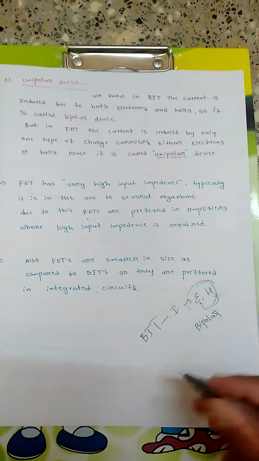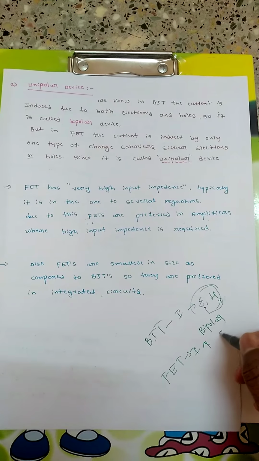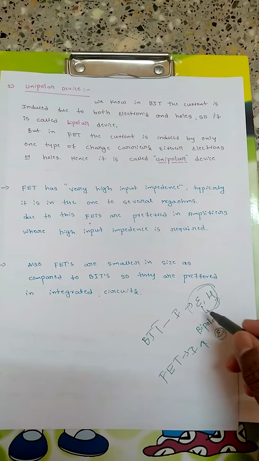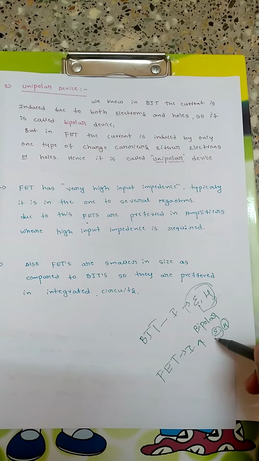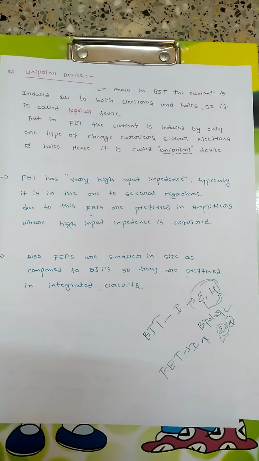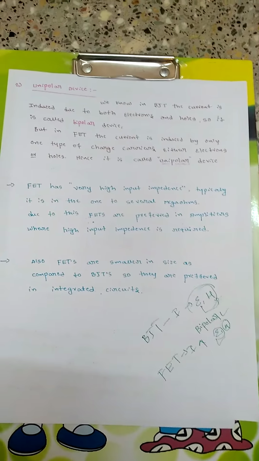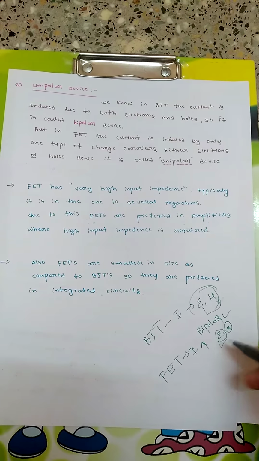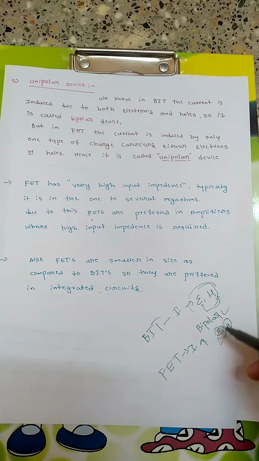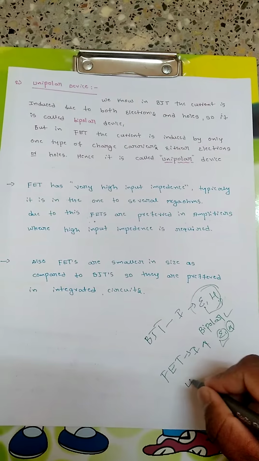But in the case of a FET, the current, that is I, is induced either by electrons or by holes. Both will not be inducing the current; either the electrons will induce the current or the holes will. So that's why in a FET we have N channel FET and P channel FET. In an N channel FET, the current will be induced by electrons, and in a P channel FET the current will be induced by holes. So both are not simultaneously used in the current production. That's why it is called unipolar.